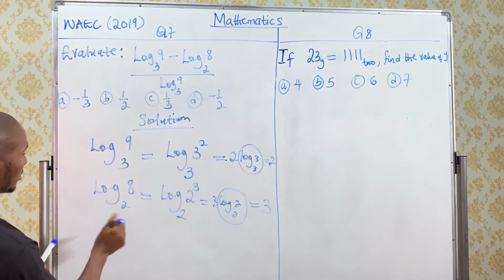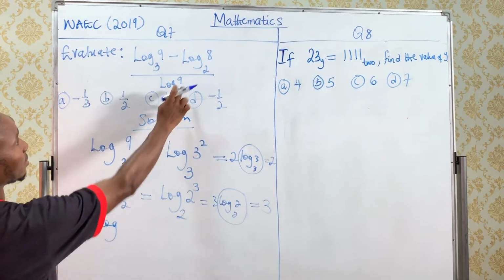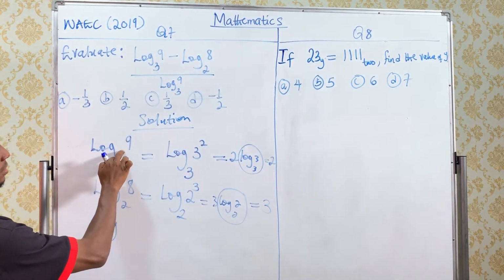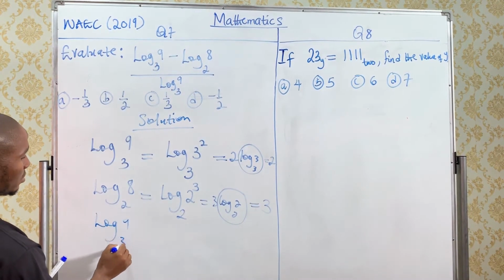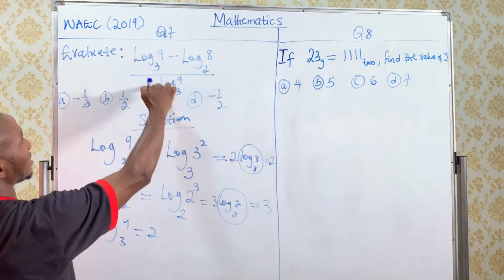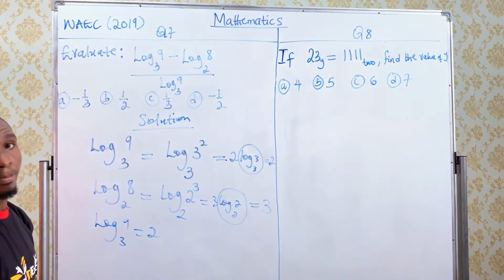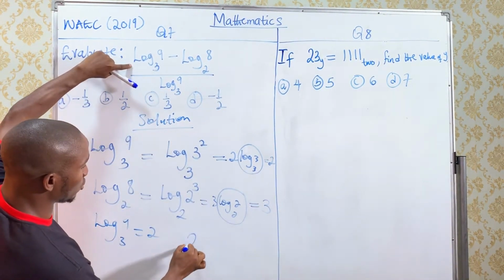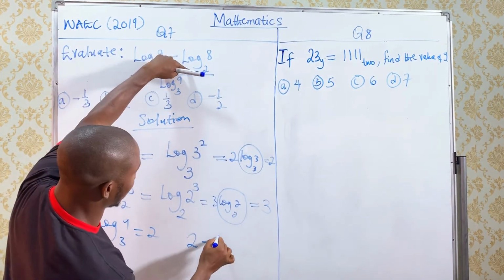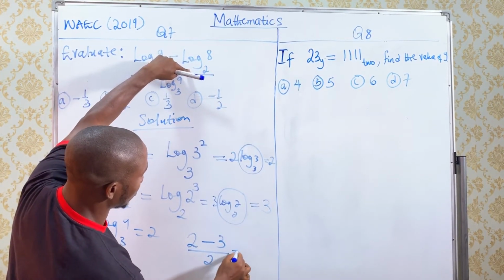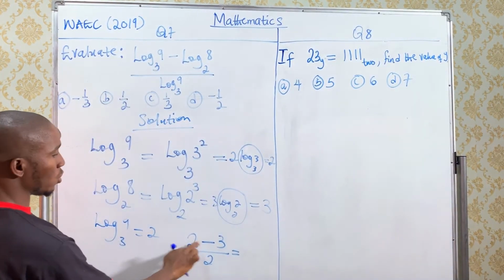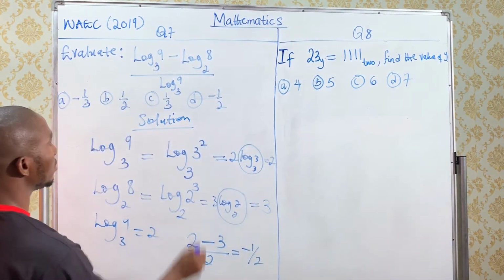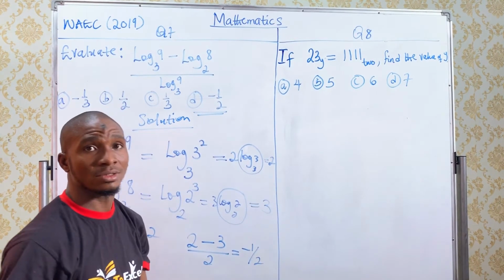So move on to the next one, which is the denominator, log 9 base 3. Log 9 base 3 is the same thing as what we've done here. This is the same thing as 2. These and these are the same, so they are both 2. Now let us substitute them back into the question. This is 2 minus 3, divided by 2. So 2 minus 3 is minus 1, divided by 2, minus 1 over 2. So option D is the right answer to this question.